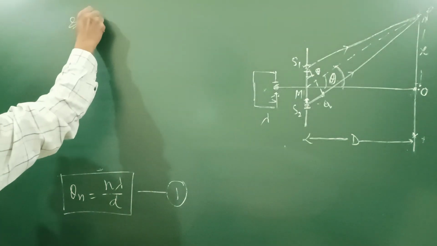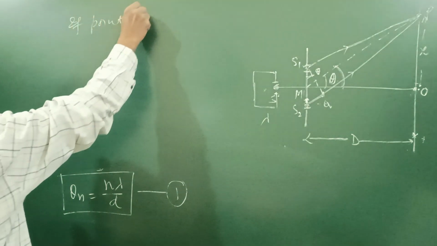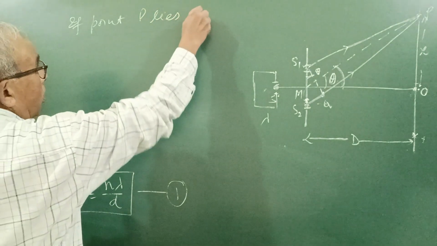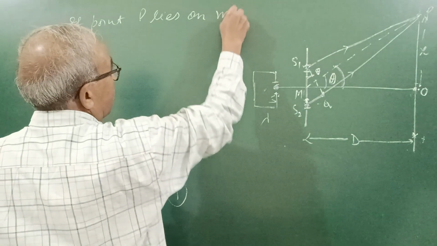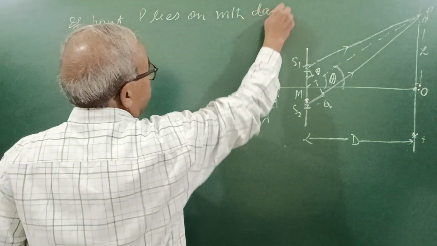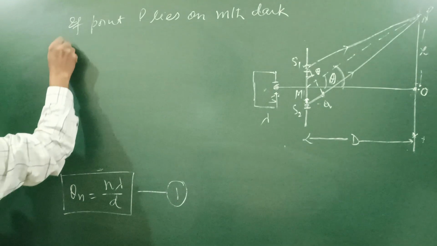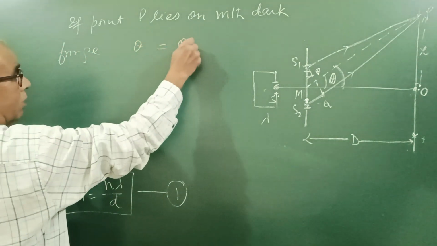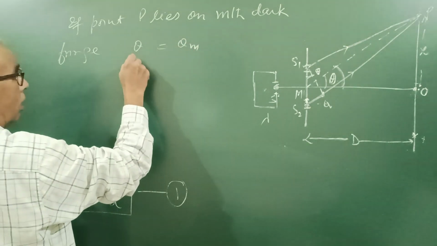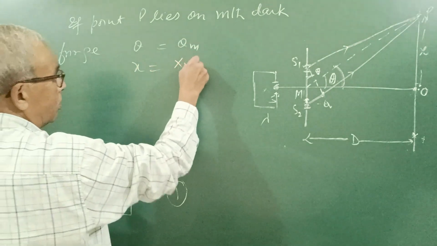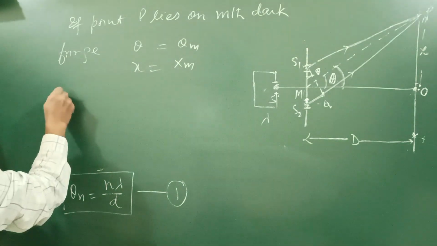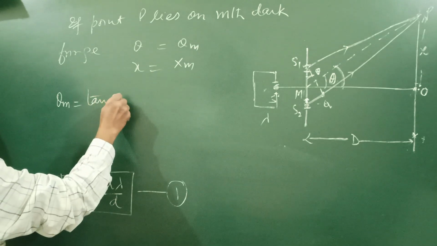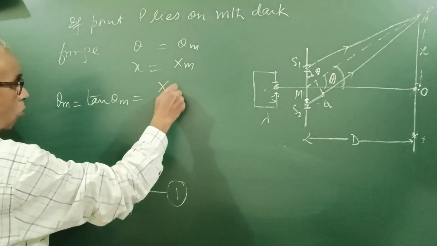If point P lies on the mth dark fringe, then theta equals theta m or x equals xm. So theta m is equal to tan theta m equal to xm upon D.